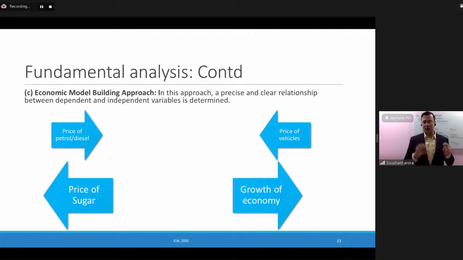So you just develop the models accordingly and see what the precise relationship is between your dependent and independent variables. This is one of the parts of the models. So you see only two things. It's all about your dependent and independent variables.